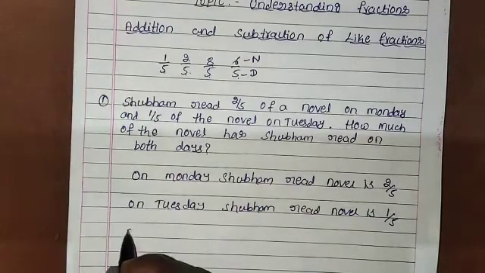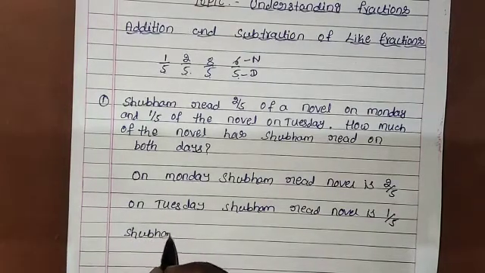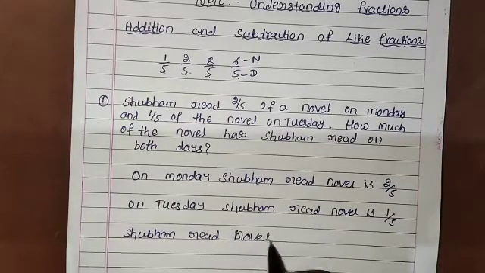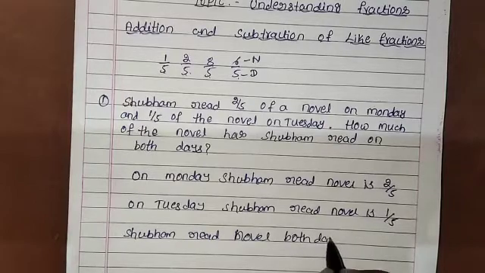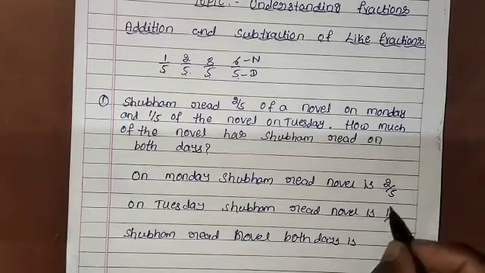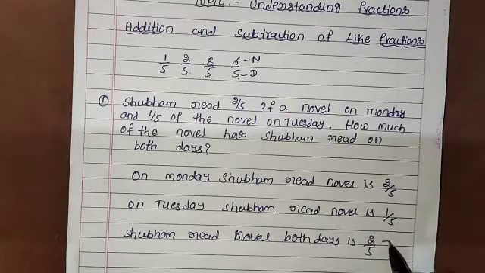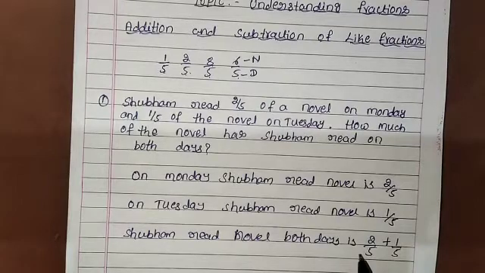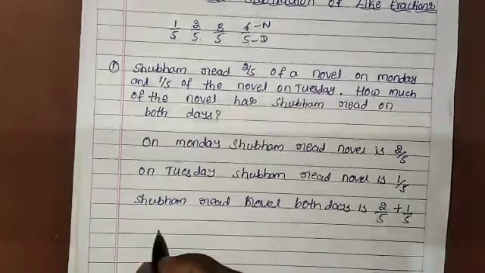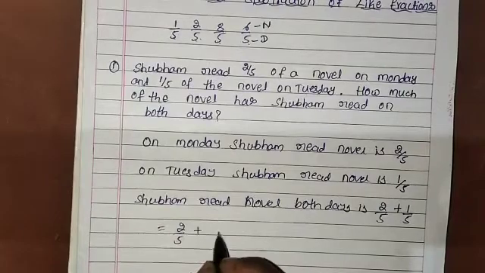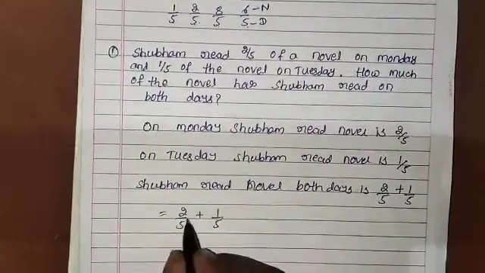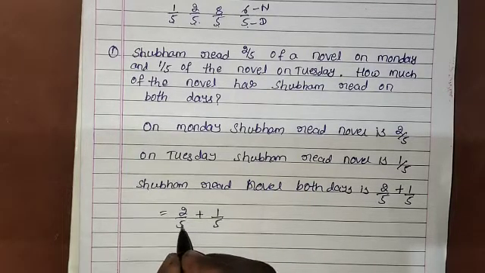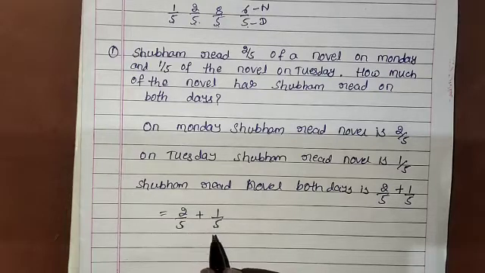The novel Shubham read on both days. Now we have to add these two, 2 by 5 plus 1 by 5. When we add these two, we get how much of the novel he read on both days. These two fractions have the same denominator. Here we have 5, here also we have 5, so they are like fractions.